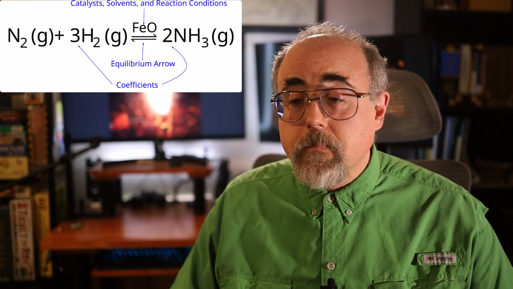Editor Dr. T here again with another freeze frame of disappointment. I forgot to mention above and below the arrow, we will sometimes put extra information, other chemicals or reaction conditions that are involved with the reaction but are not necessarily part of the reaction. So this would be something like heat, which we can indicate with a triangle. In this case, I've got a catalyst going on. Or you might have solvents or other information there that's not part of the reaction but is involved with the reaction.